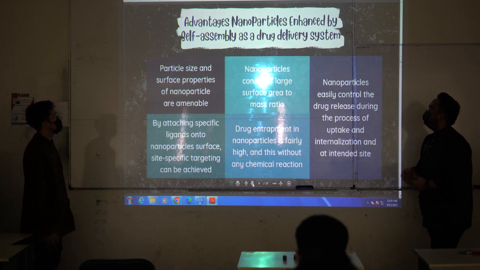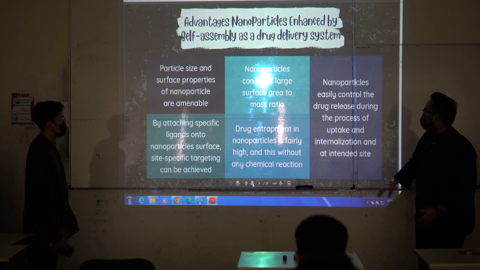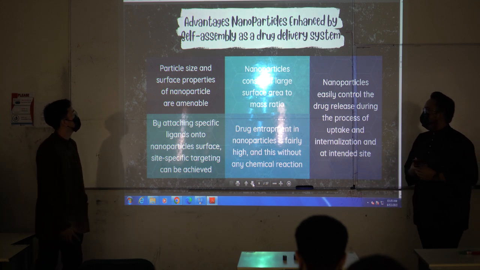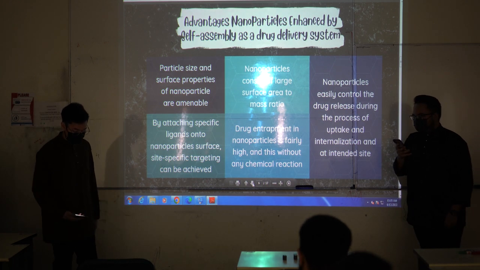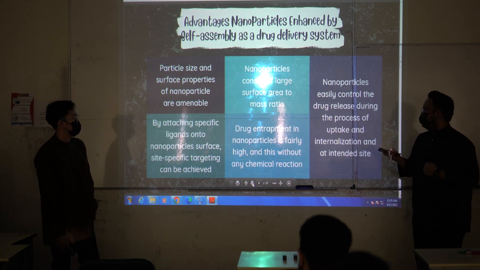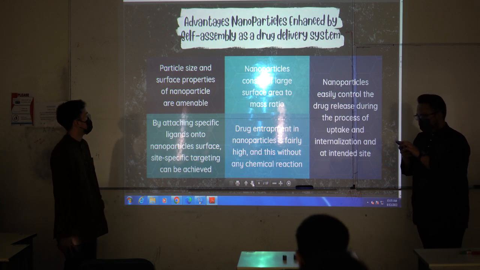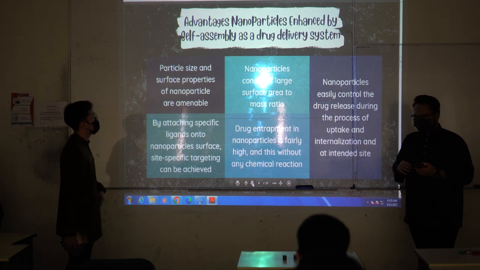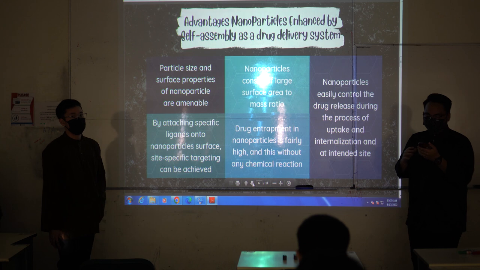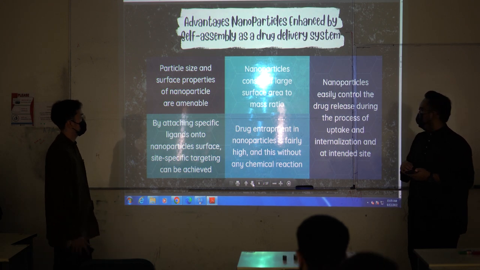So the advantages of nanoparticles enhanced by self-assembly as a drug delivery system, there are five actually. The first one is that the particle size and surface properties of the nanoparticles are amenable to manipulation to achieve drug targeting. The second one is that nanoparticles have a large surface area to volume ratio, hence they can carry, absorb and bind a large number of drug molecules.